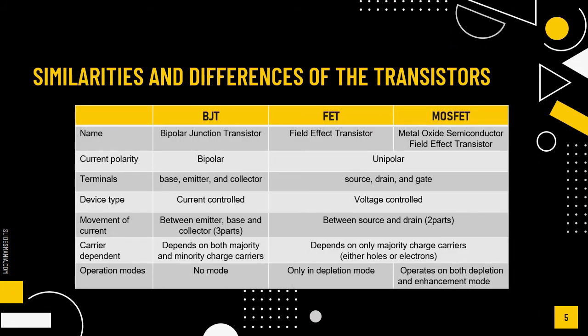FET and MOSFET have similarities in terms of having unipolar current, source, drain, and gate as the device terminals, and being a voltage-controlled device, while the bipolar junction transistor or BJT differs by having bipolar current, base, emitter and collector as the terminals, and being a current-controlled device. Though BJT has no mode of operation, FET only operates in depletion mode and MOSFET operates in both depletion and enhancement mode.